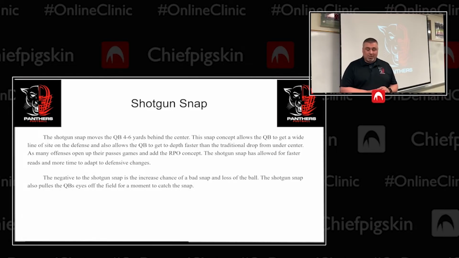The negative to the shotgun snap is the increased chance of a bad snap and losing the possession of the ball. The shotgun snap also pulls the quarterback's eyes off the field for just a minute as he's trying to catch the snap. I was a very big proponent, a long time, being a wing T guy, of not needing the shotgun. But again, with the varying defenses and everything we're seeing, putting 9 guys in the box, it had to open up our offense.